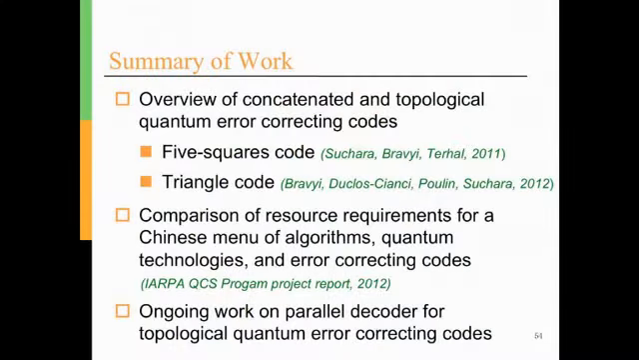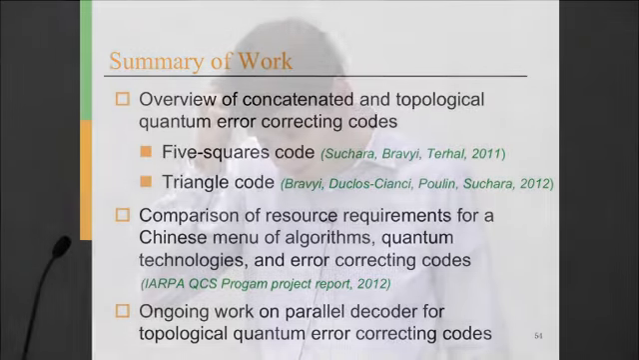So in conclusion, I did some work on topological quantum error correction. I helped to develop 2 new quantum error correcting codes in this space, the 5 squares code and the triangular code. And in the past year, I worked on the quantum computer science project of IARPA to estimate the resources required to run a variety of algorithms on realistic quantum machines using 4 families of quantum error correcting codes. And currently I'm looking at the problem of parallelizing a decoder for topological quantum error correcting codes. Thank you.